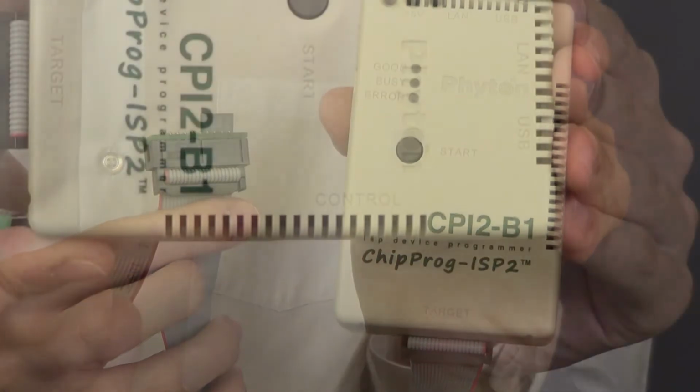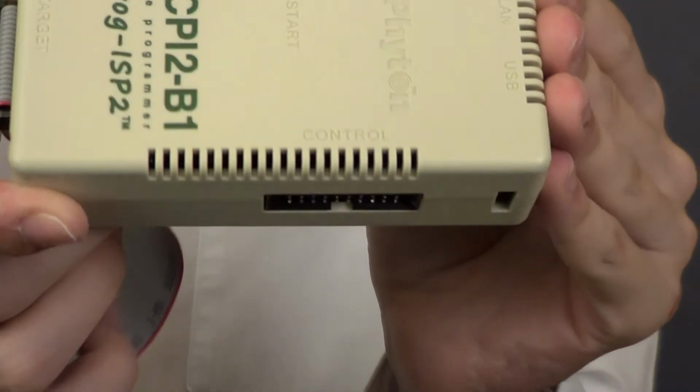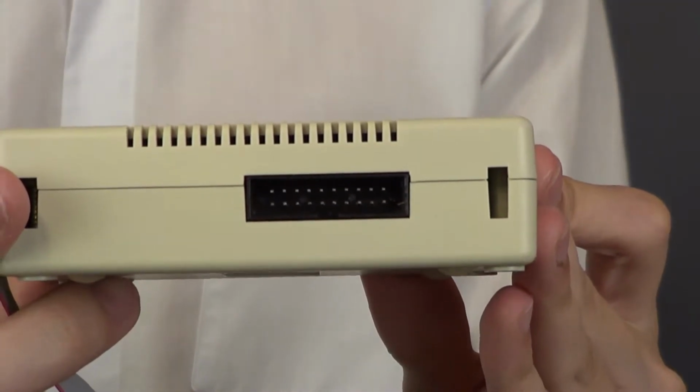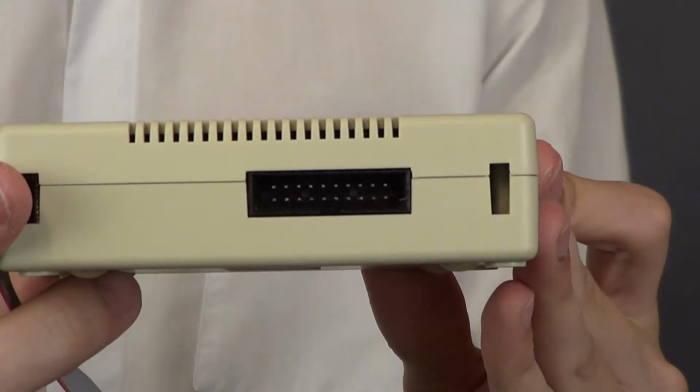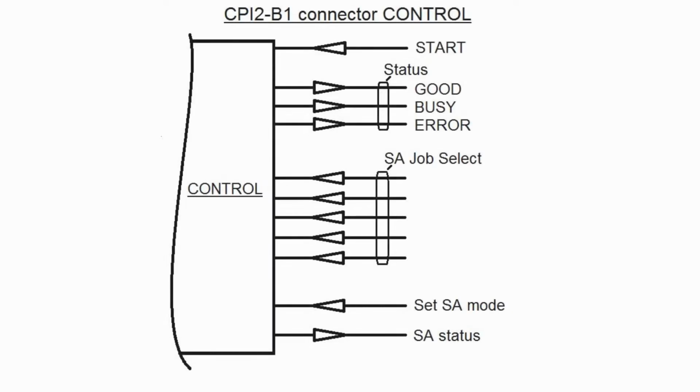An identical 20-pin connector labeled Control is located on the long side of the programmer. It is intended for connecting input and output signals to and from the device, for example the PC or the automatic test equipment that controls the programmer. One of the signals is the start input. An external signal applied to this input launches the auto programming session. There are 3 programmer outputs that indicate the programmer status: busy, good, and error.